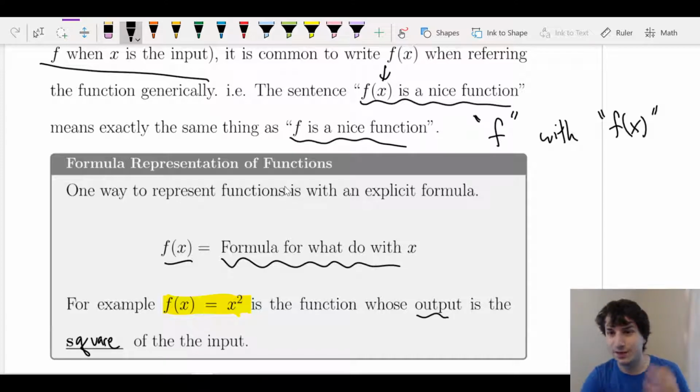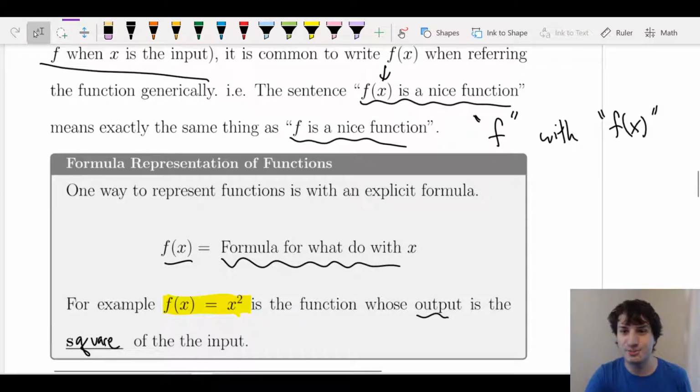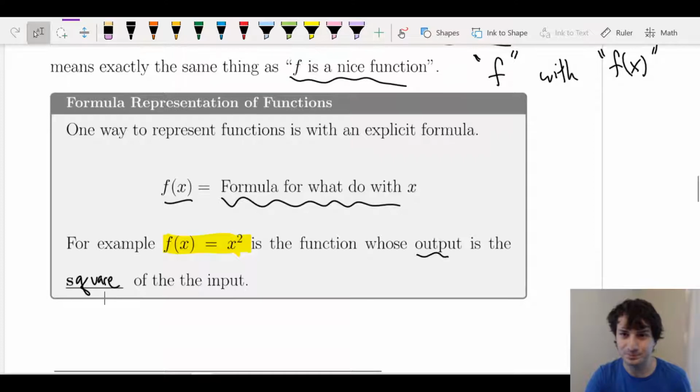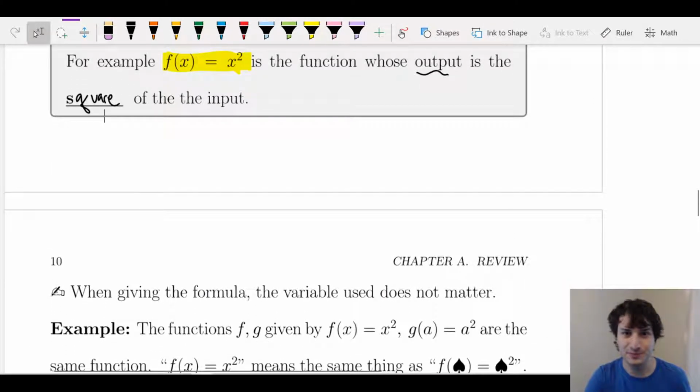of the input. And of course, there are many, many types of functions. The next section, section 8.2, is on bread and butter functions. Those are the simplest functions that we're going to use all throughout the course. So there'll be lots of examples of these functions coming up soon. So that's the formula representation.